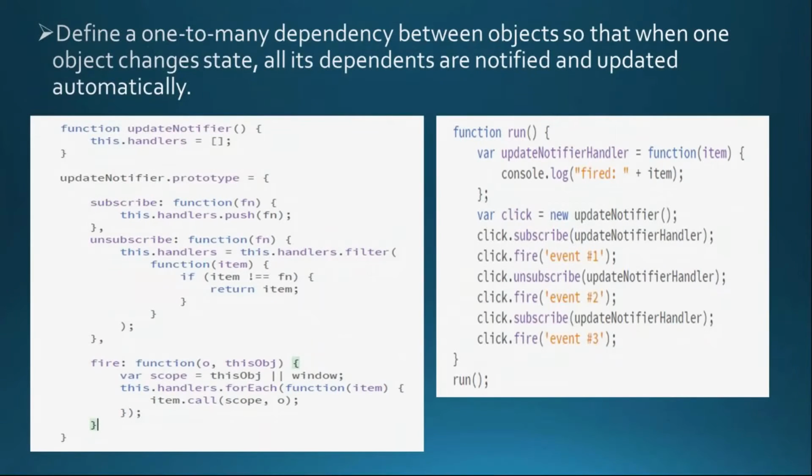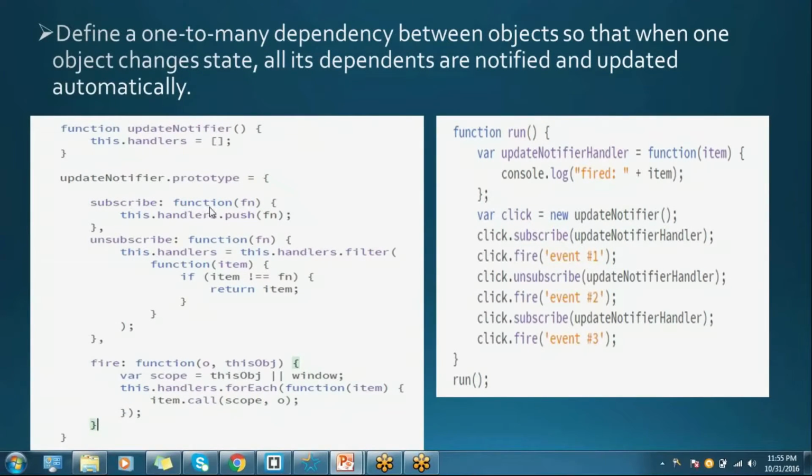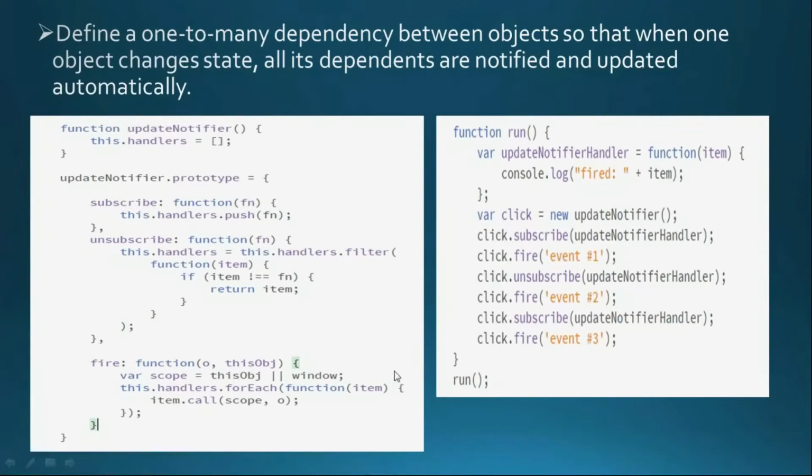Here in this example you can check I declared an update notifier constructor which will have the property called handlers with an empty array value. In the prototype of this constructor, I declared three functions: subscribe, unsubscribe, and fire. Subscribe will add the handlers, whereas unsubscribe will remove the handler, and fire will call all the handlers. That means when there is an event, it will call all the handlers which are registered to this event.